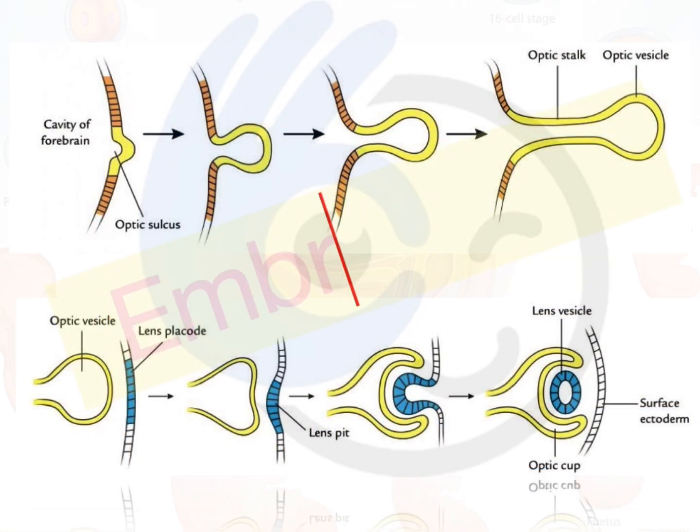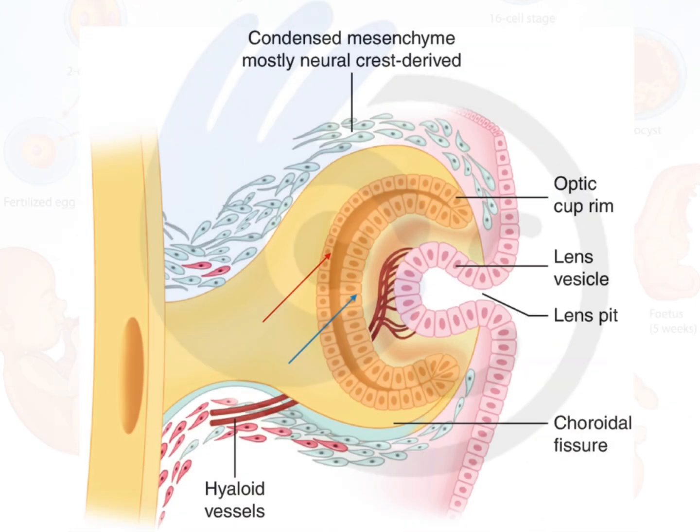Like any other structure, the eye undergoes various processes during fetal life. At around 21 days of gestation, the optic stalk with an optic vesicle forms from the cavity of the forebrain, where it grows in front of the lens placode. The lens placode invaginates this optic vesicle and converts it into an optic cup. This optic cup has two layers, an inner layer and an outer layer.